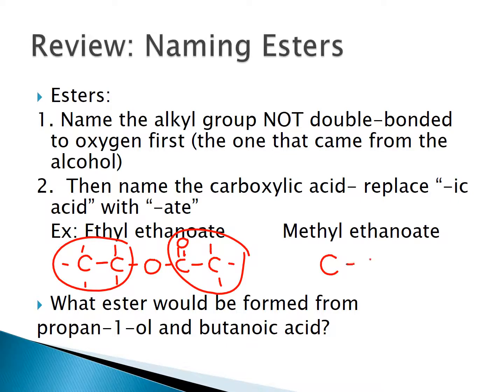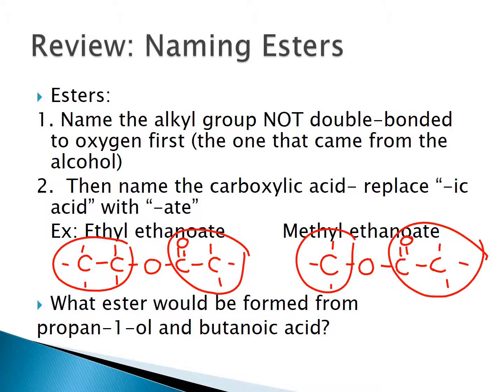Methyl ethanoate would look like this. So this is the methyl part that came from the alcohol. This is the part that came from the ethanoic acid. So when it says what ester would be formed from propan-1-ol and butanoic acid, we would call that propyl butanoate.